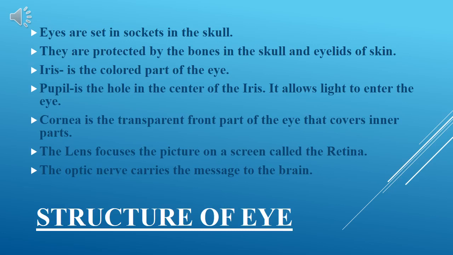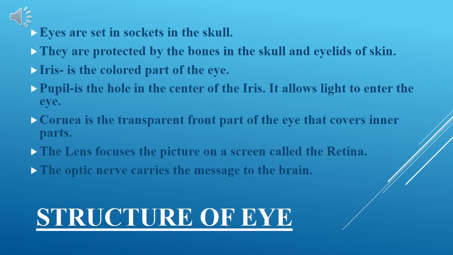The first part of the eye is iris. It is the colored part of the eye. Our eye can be blue, black, brown or green depending upon the color of the iris. The pupil comes next. It is the hole in the center of the iris. It allows light to enter the eye. It changes its size depending upon the amount of light entering the eye.